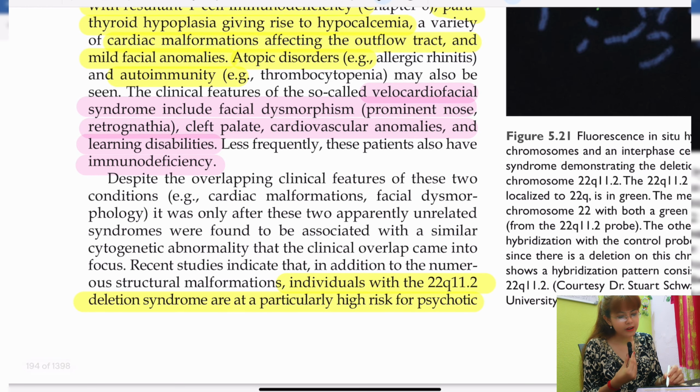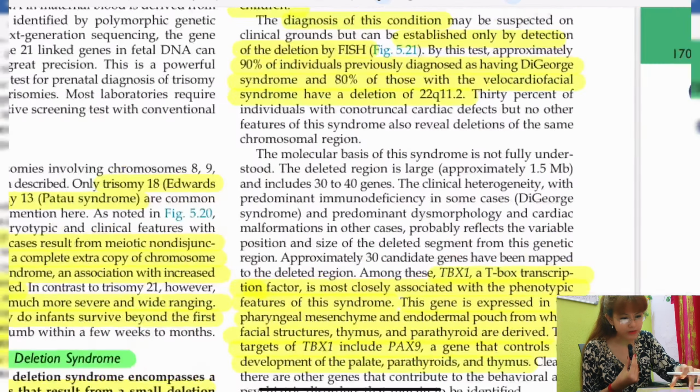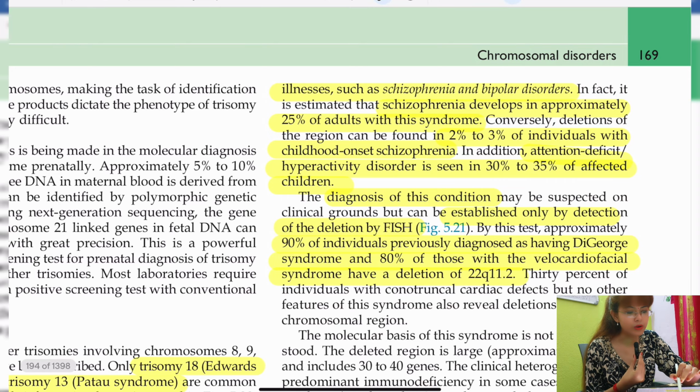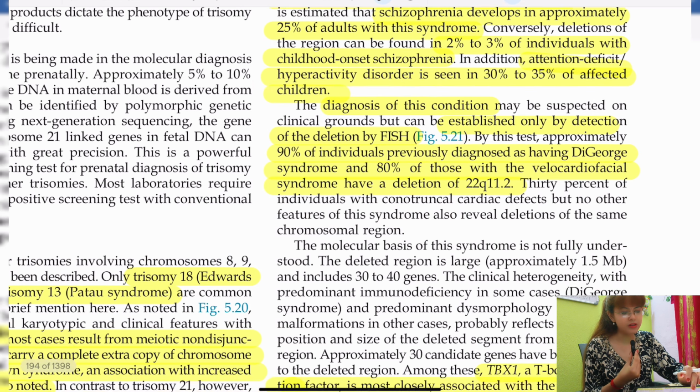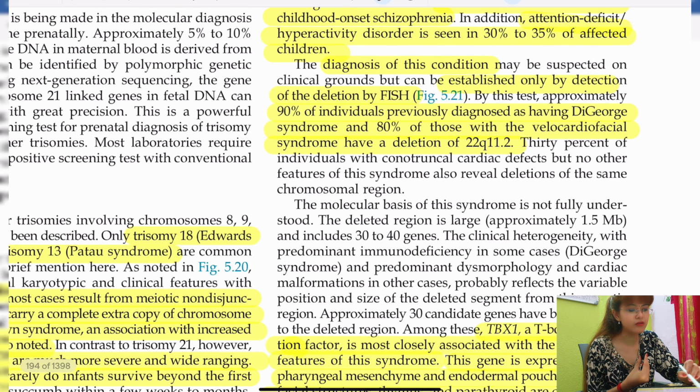Now, another important point: individuals with this kind of deletion syndrome are particularly at risk for psychotic disorders. Very, very important. What are the psychotic disorders? Schizophrenia and bipolar disorders that you can see here. You can also see attention deficit hyperactivity disorder. Very, very important. This kind of detection can be done by FISH. Very important. Any kind of molecular detection, the most important diagnostic test is going to be FISH. Obviously karyotyping is there, but in the MCQs FISH will be a better option.